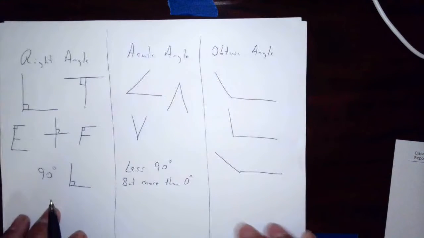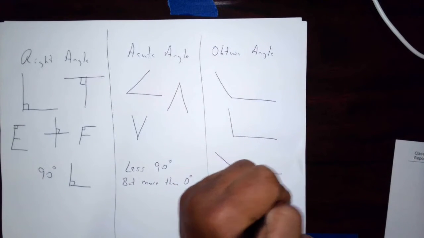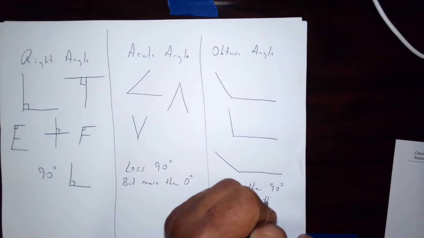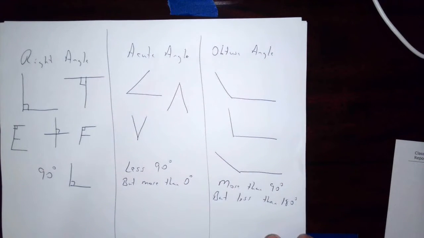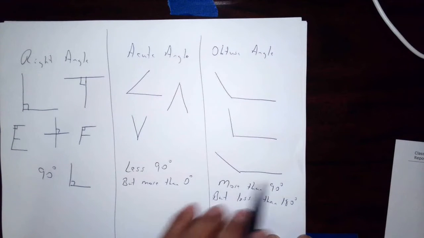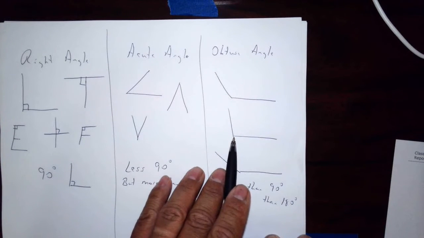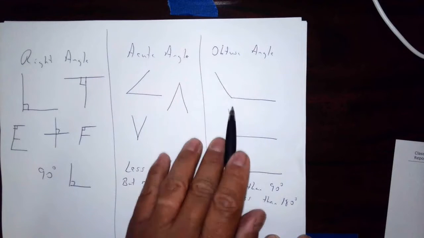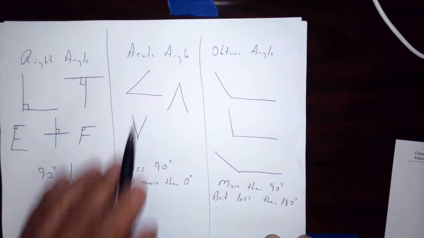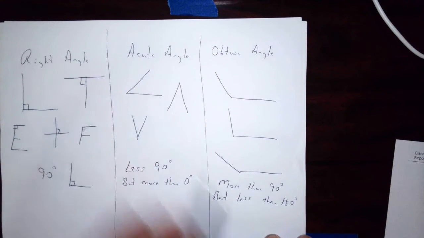For the obtuse angle, it's more than 90 degrees, but less than 180 degrees. 180 is a straight angle. More than 90, because it doesn't look like an L, but less than 180. That's what I mean by that. Less than 90, it looks like it's small, inside of an L.